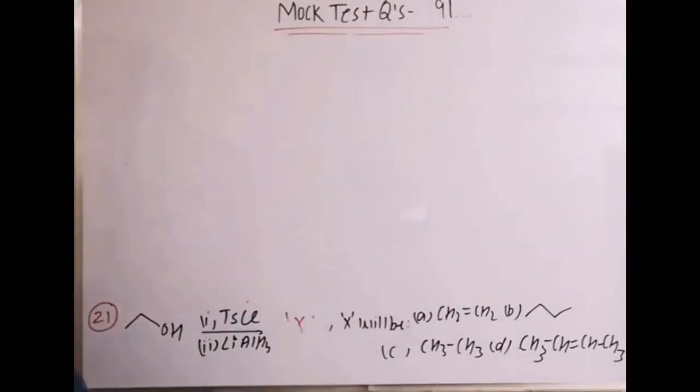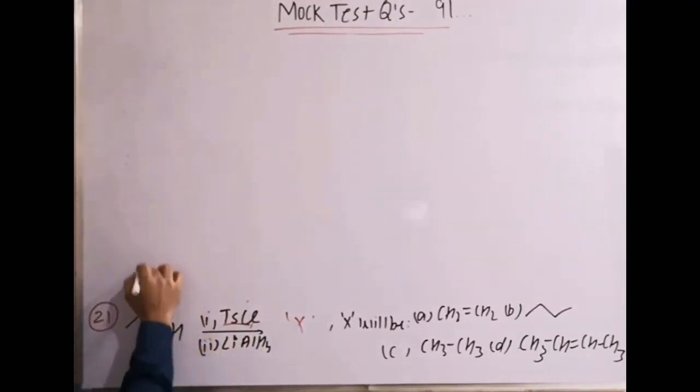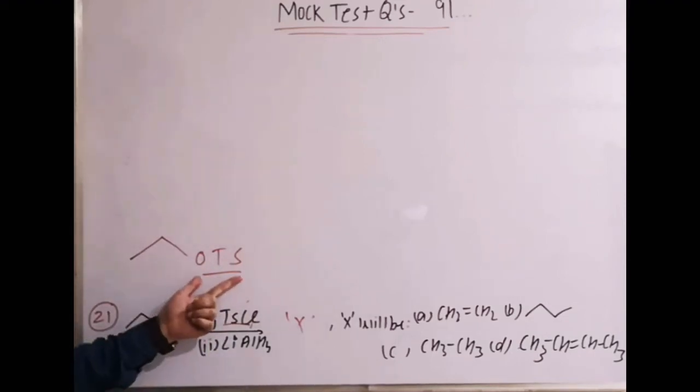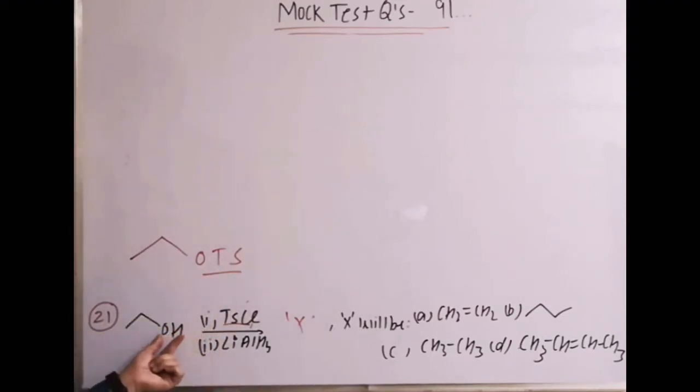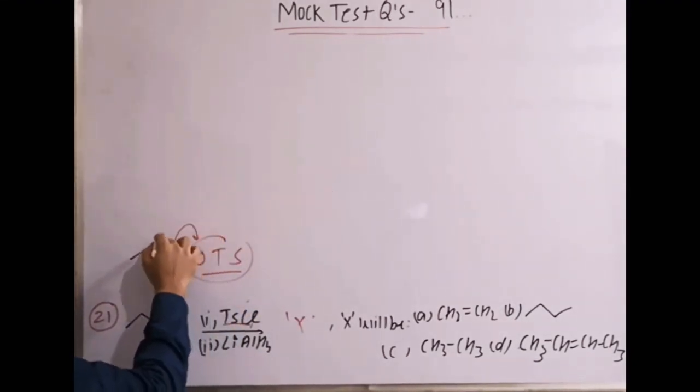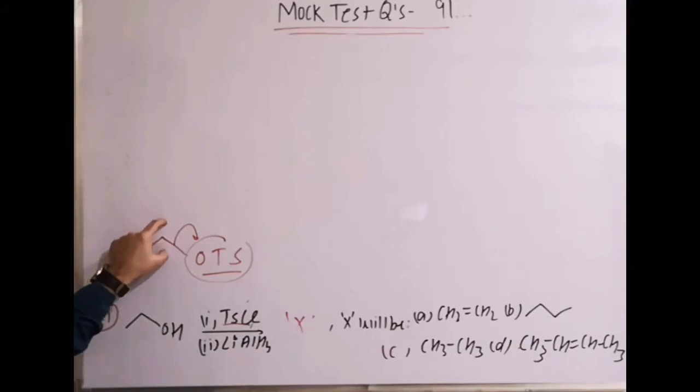Now in this question we have done this part: TsCl reacts with OH and forms a very good leaving group. OTs is formed first, HCl is released, and O combines with Ts. Tosyl chloride reacts with alcohol to give tosylates. OTs is one of the best leaving groups. It leaves and a positive charge develops on the carbon here.